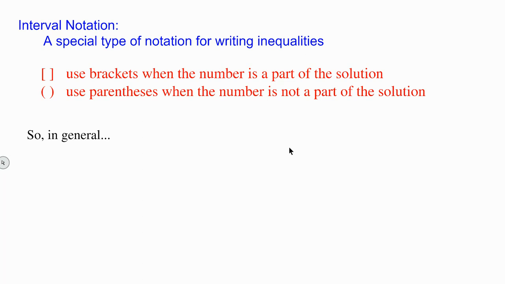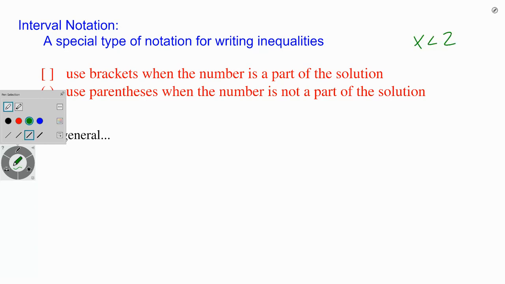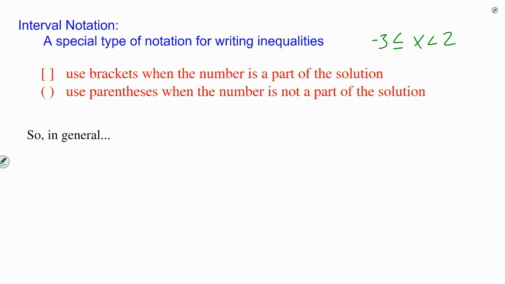So if I'm talking about, for example, let's say I had x is less than 2, we would use interval notation to shorthand this. Or even if I'm talking about a compound inequality like this, interval notation is very much a shorter way to write these things and still mean the same thing. So the two big symbols that you need to know for interval notation are brackets and parentheses. Brackets are used when a number is part of the solution.